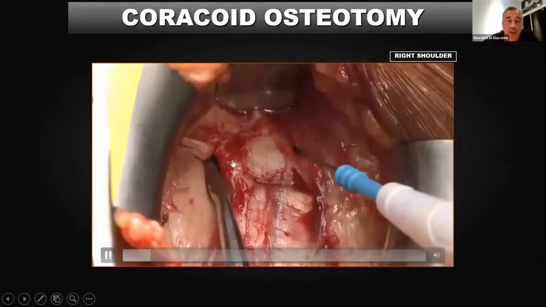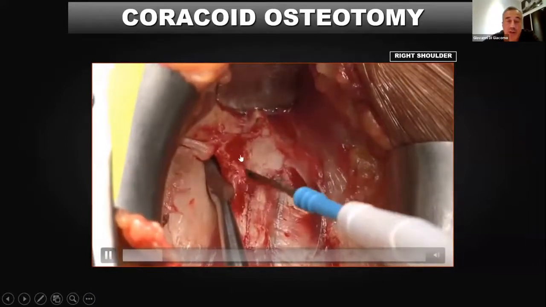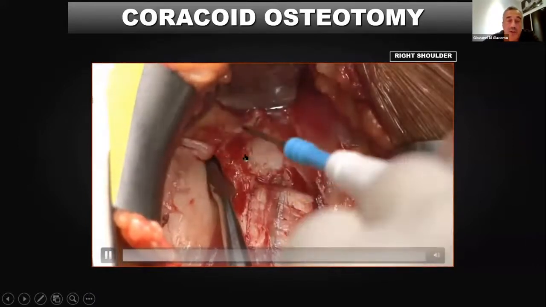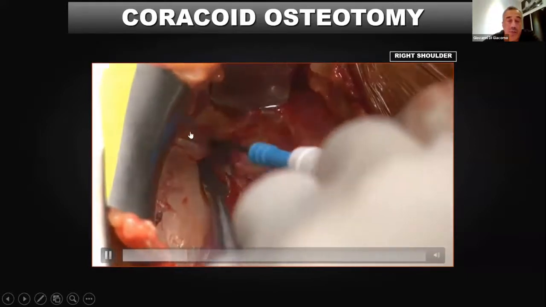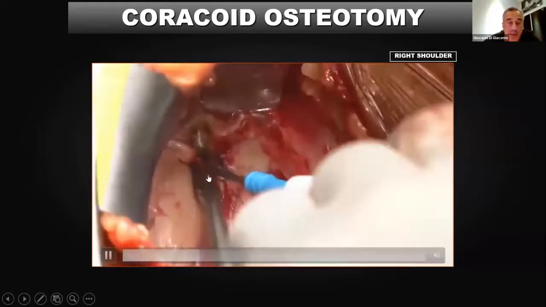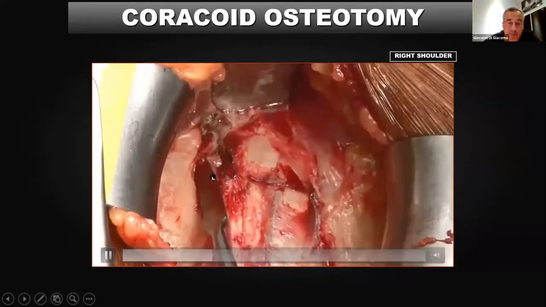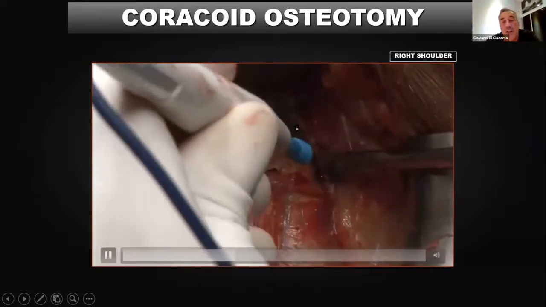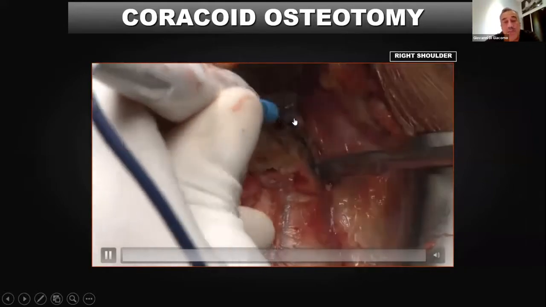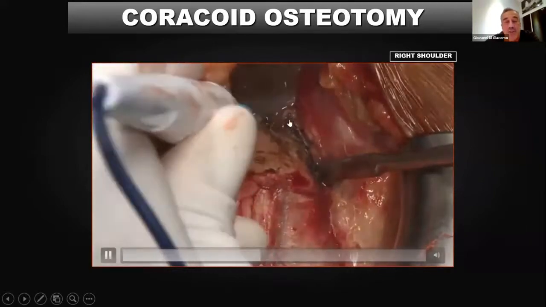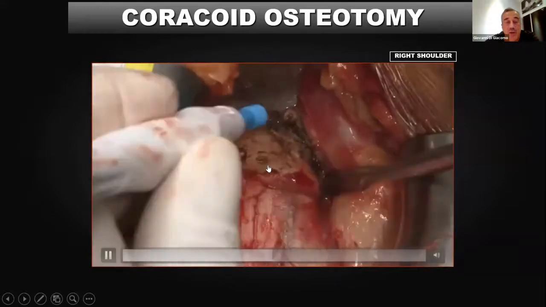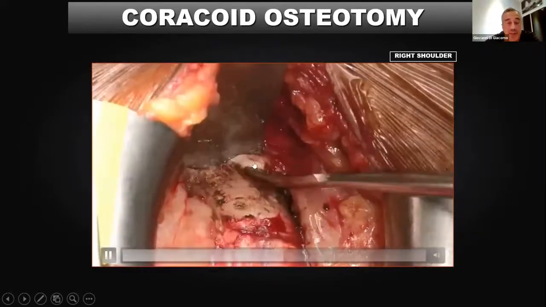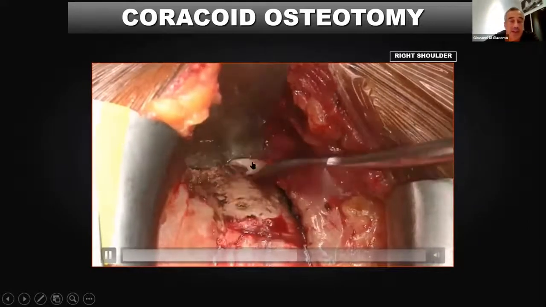I'm doing a release on the most lateral part of the coracoid. I release the coracohumeral and coracoacromial ligament, and I protect the subscap with this. Then I go on the most medial part of the coracoid, and I do a tenotomy of the pectoralis minor tendon. In this picture, it is very clear. I want to have a good view of the coracoid. You can see here the pectoralis minor tendon.